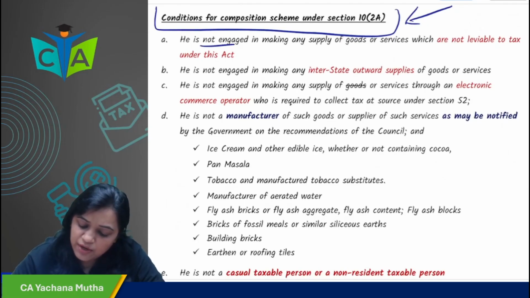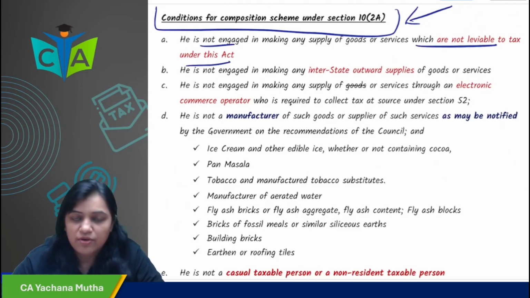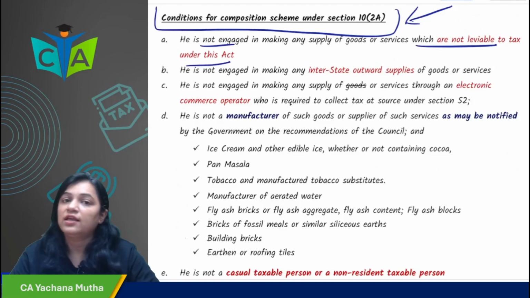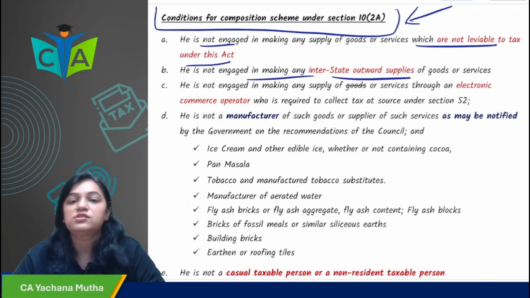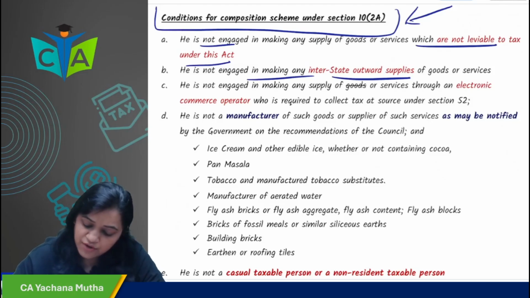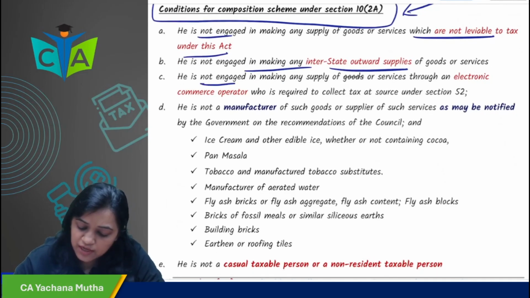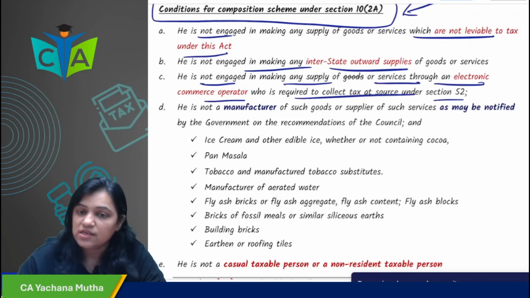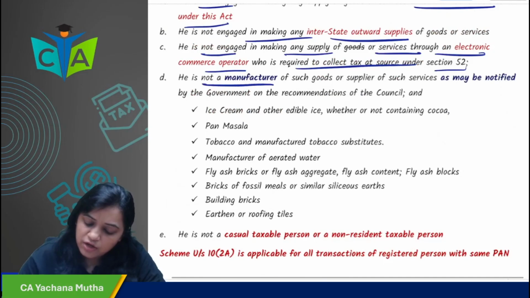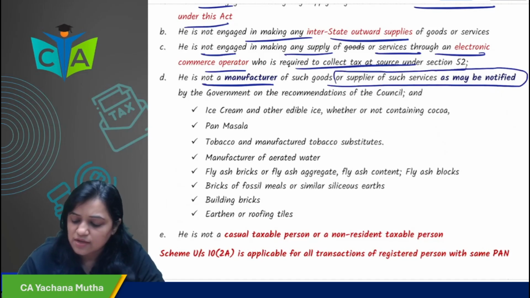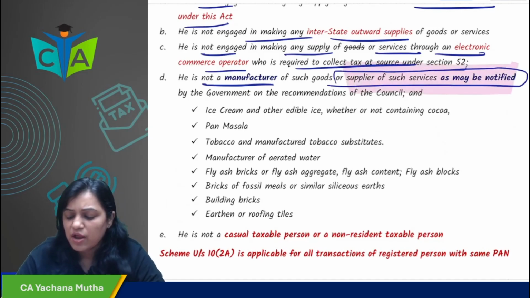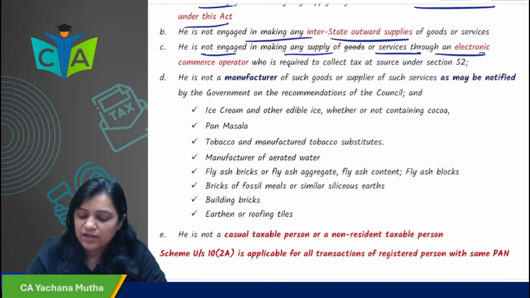You are not engaged in making supply of goods or services which are not leviable to tax, that is, you are not dealing in non-taxable goods or services. Then you are not engaged in making any interstate outward supply of goods. This we have all discussed. Now you are not engaged in making supply of services through an ECO who is required to collect TCS under section 52. Then you are not a manufacturer of goods or supplier of services as may be notified. They may notify services under this, but up till now they have not notified any services.